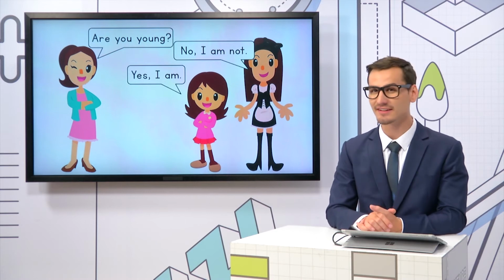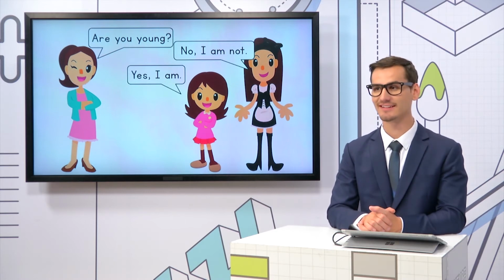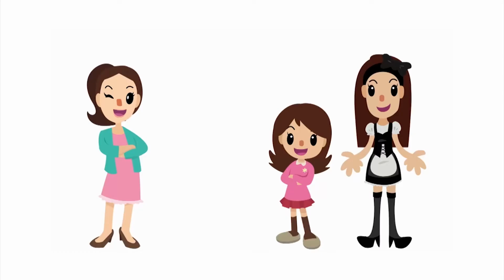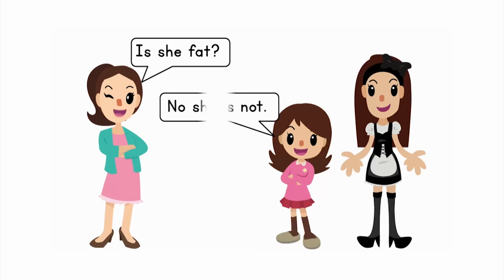Miss Patty still isn't done asking questions. She's going to ask another one. Let's see what it is. She asks, is she fat? Miss Patty changed the word from you to she. This means she's talking about the lady standing next to Nam. Nam's going to be the one to respond, saying, no, she is not.